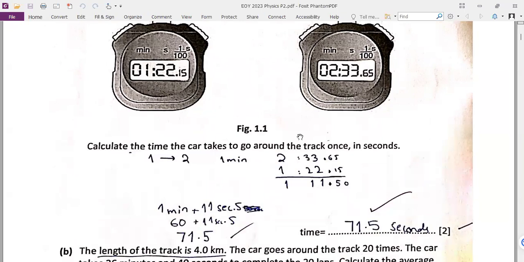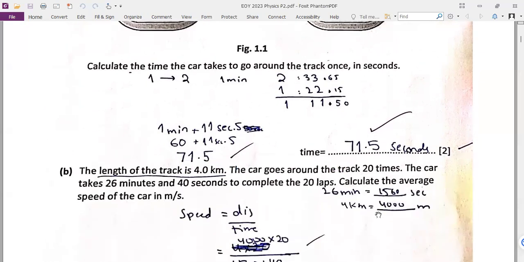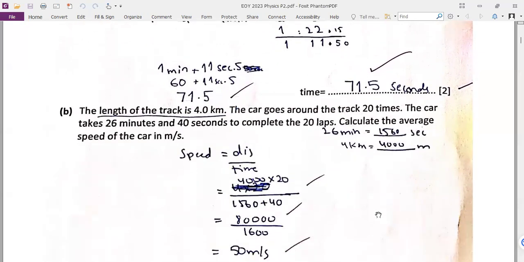So the student divides and subtracts the seconds from the first one and then converts it into seconds, because it is asking for the answer in seconds. The answer in seconds is given, full marks granted. Secondly, the speed calculation. So 4 kilometers is the distance.